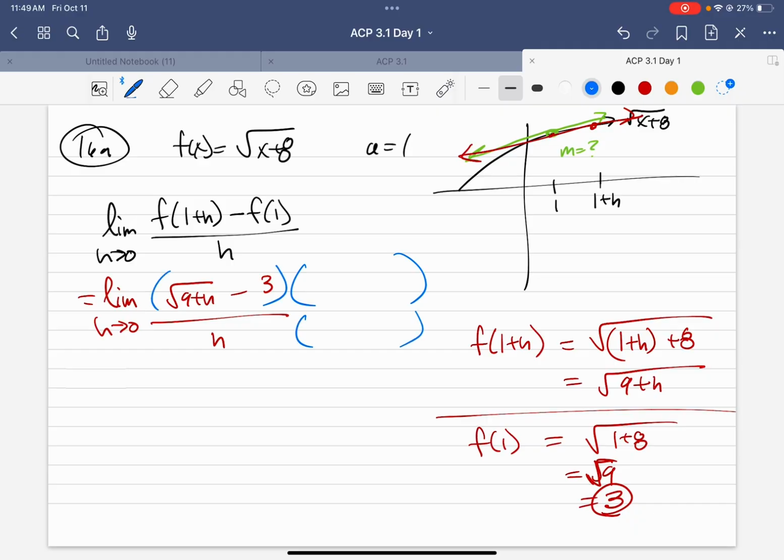So I'm going to multiply on top and bottom. I know if I plug in, I'm going to get 0 over 0, so there's a hole I have to remove. And we do that by using the conjugate.